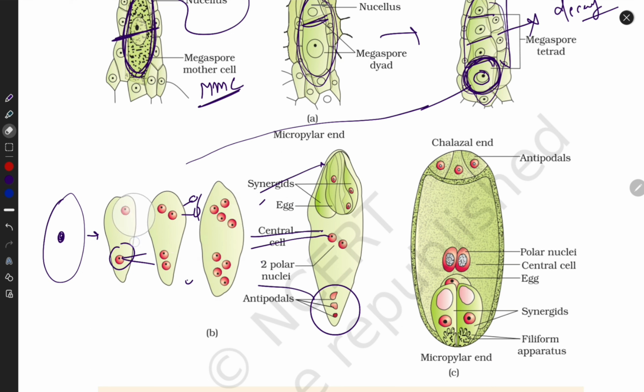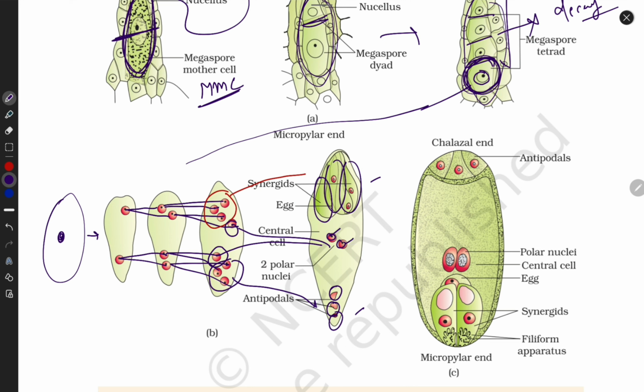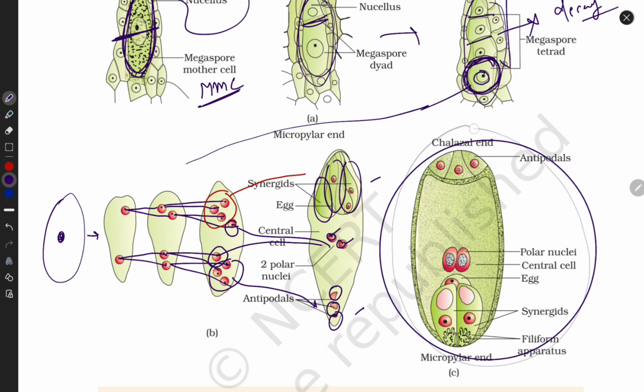Let me erase again. Do you understand or not? I am repeating again. 2 cell. These 2 form 4. And now what happens next? These 3 go upward. These 3 go downwards, and these 2 nuclei are situated here. 1, 2, 3. 1, 2, 3. 1 and 2. 3, 3, 6, 7 and 8. Now this upper part is the chalazal part.